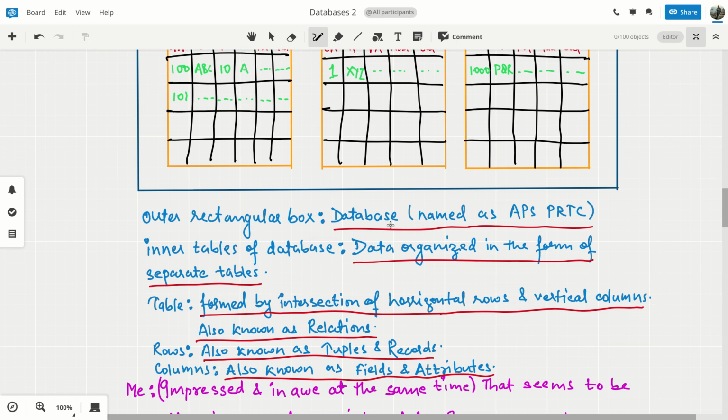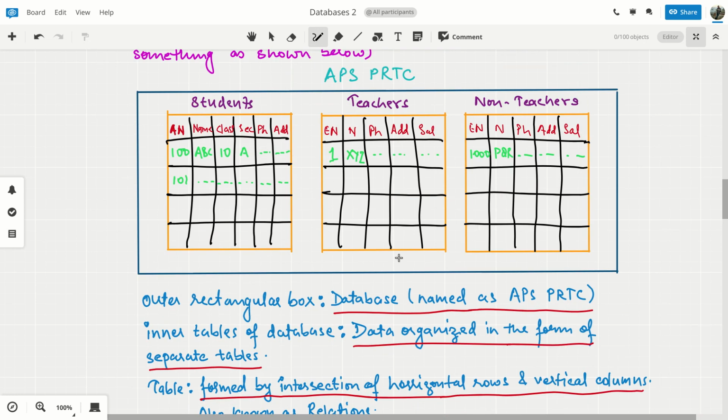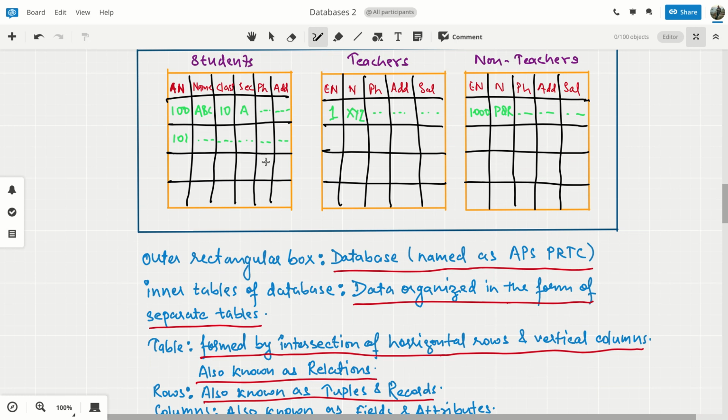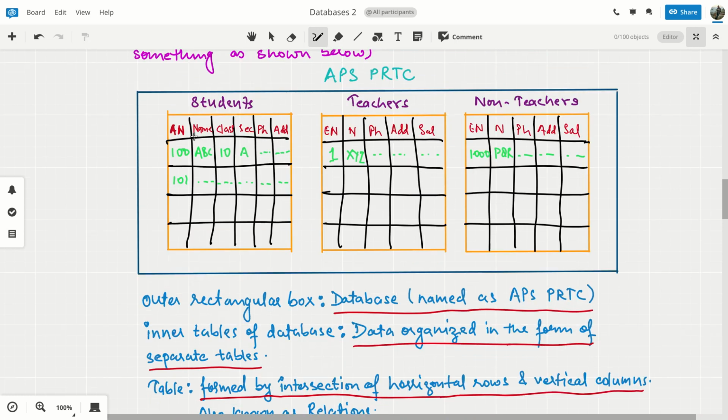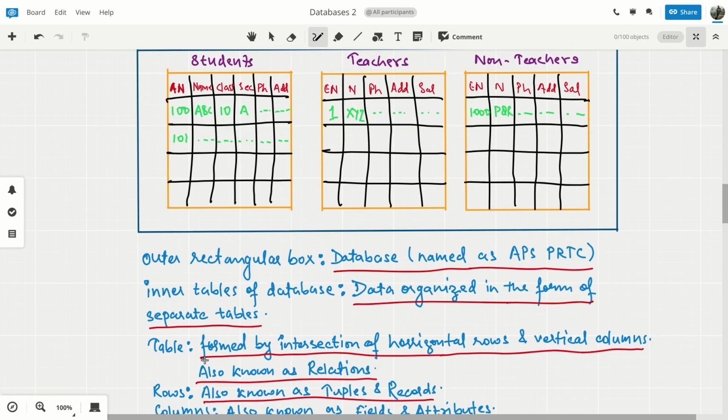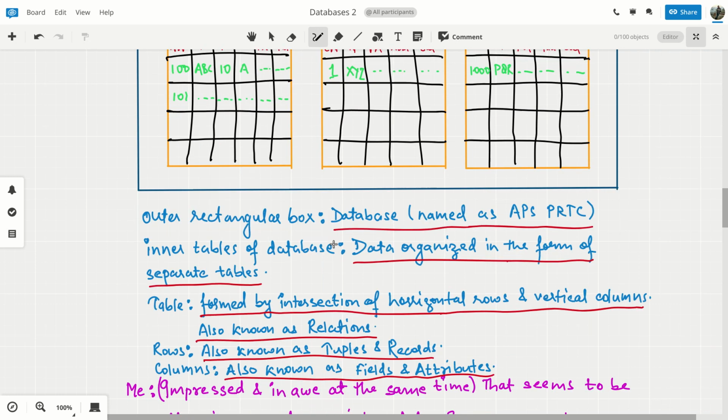So the outer labeled box, that is the entire data of the school, is to be considered as the database, inside of which the entire data is organized in the form of tables. So the outer boundary, that is the whole school, she named it as APSPRTC, containing inner tables of the database, wherein the data is organized in the form of separate tables for all the different types of members of a school. And of course, she explained that tables are formed by the intersection of horizontal rows and vertical columns.